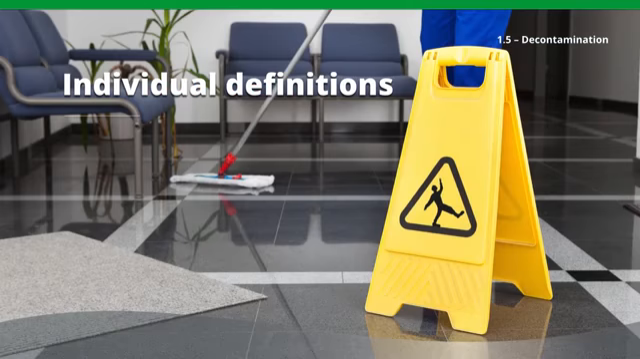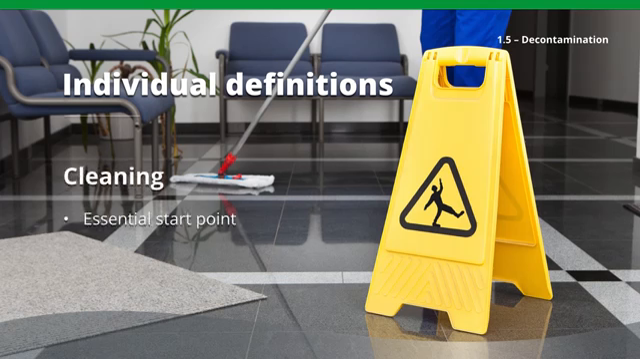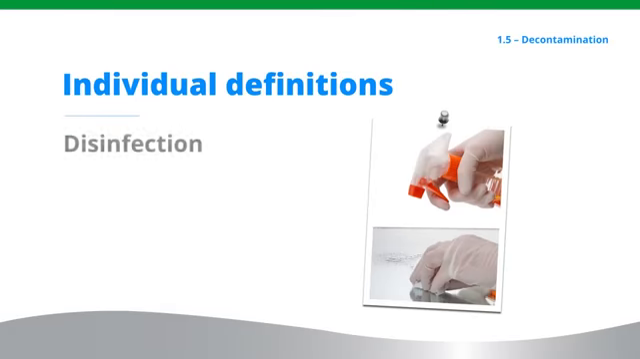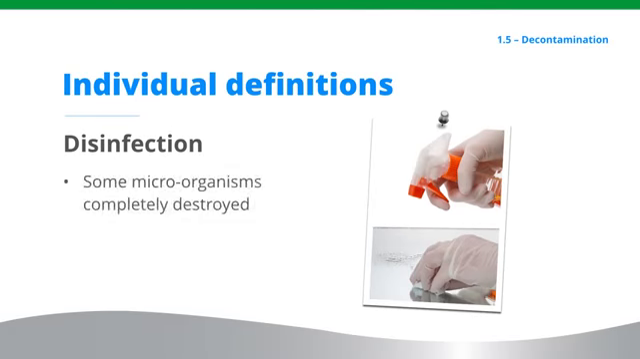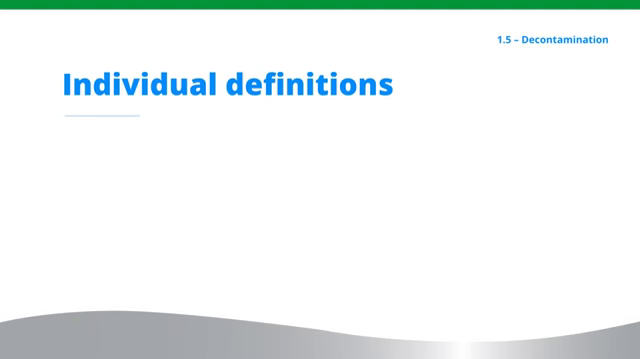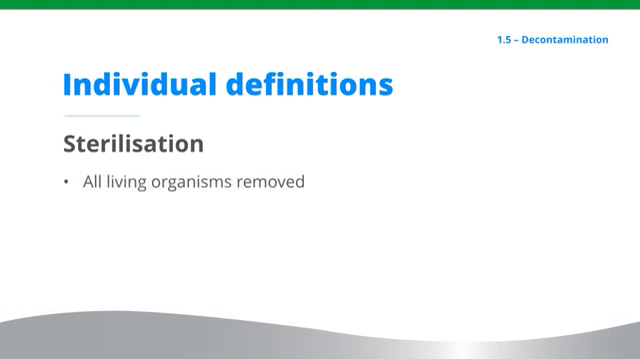Even though often used interchangeably, each of the terms used in decontamination has a specific meaning. Cleaning, an essential starting point for the infection control process. It involves the removal of visible contaminants and degreasing. Disinfection. Some microorganisms are destroyed, but most are reduced to a level where they do not present a health threat. Sterilization. All living organisms are removed by processes that include dry or steam heat, irradiation, or chemicals.